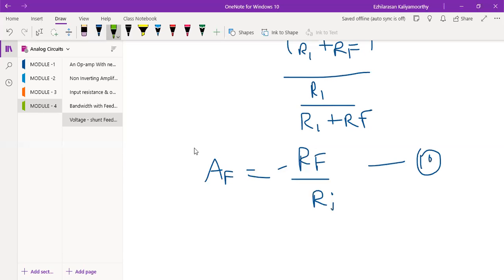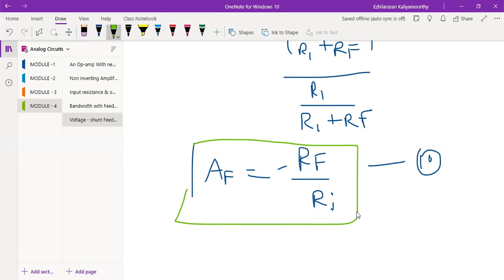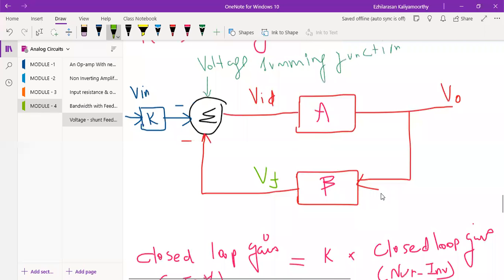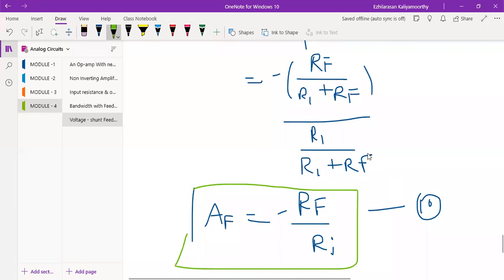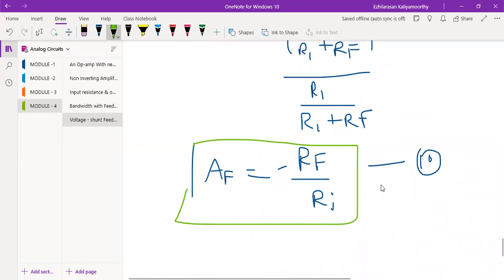I hope you got it now. For your inverting amplifier we got minus Rf by R1, as I said earlier. The same thing we got from this expression. So this is nothing but the ideal closed loop gain. This is for the ideal case, which is very important. In the same way, we now need to find the input resistance and output resistance of the inverting amplifier.